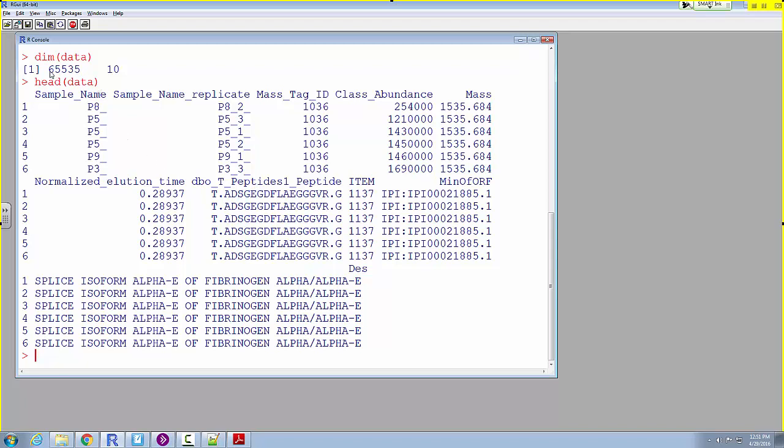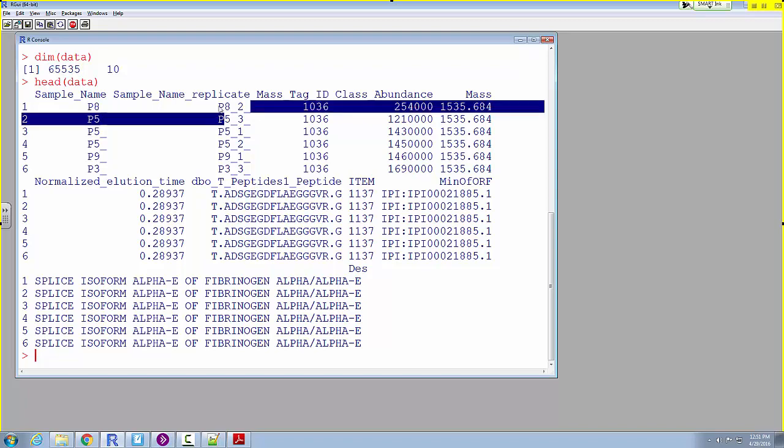All right, so we have 65,000 of these things. Each row is a peptide that was observed in a replicate. 3 replicates each of 20 people.